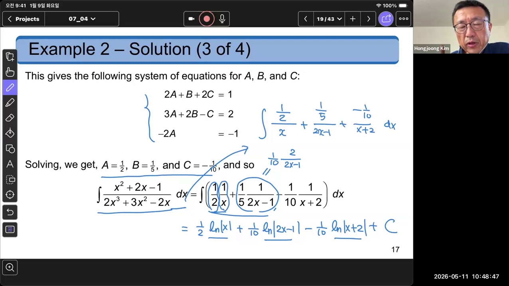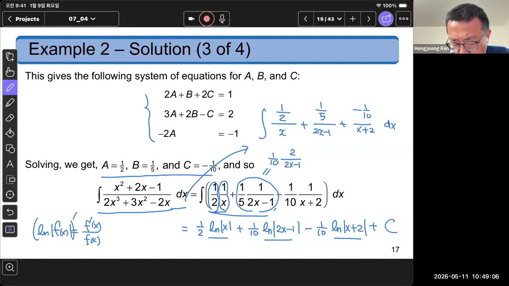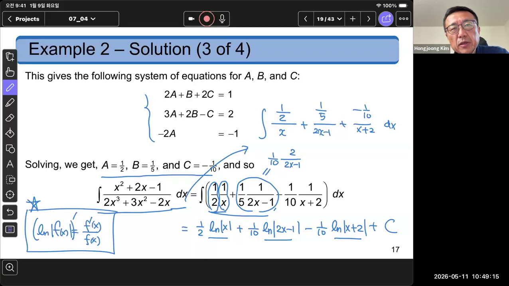The only one thing you need to remember is that if I differentiate ln absolute value of f of x, then you get f prime of x over f of x. So when this is differentiated, right? So if you remember this fact, then I can easily integrate each term.